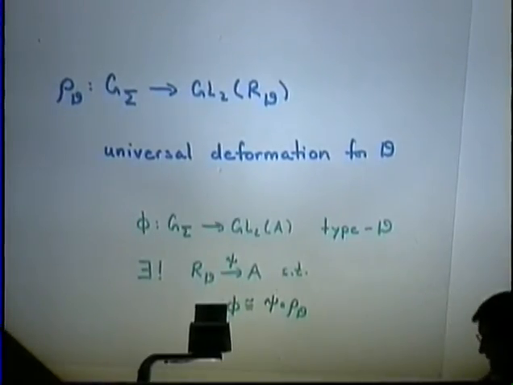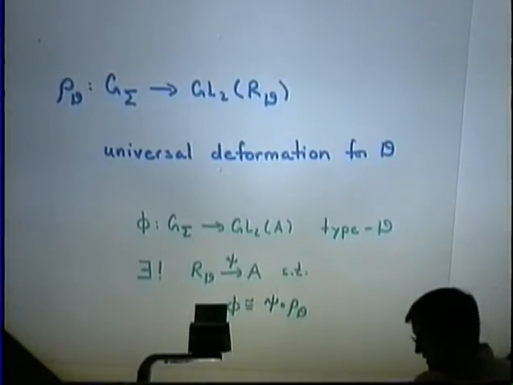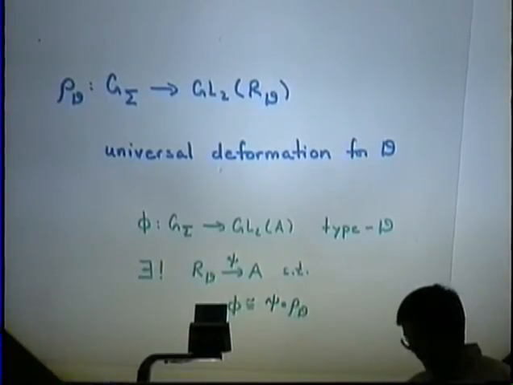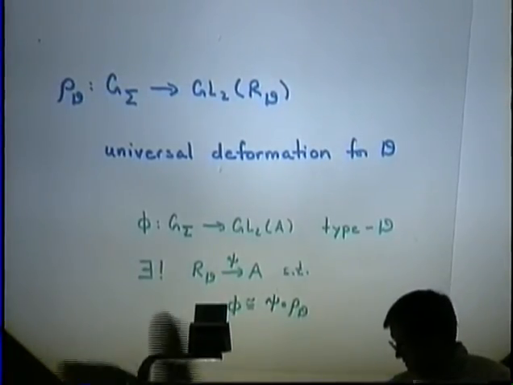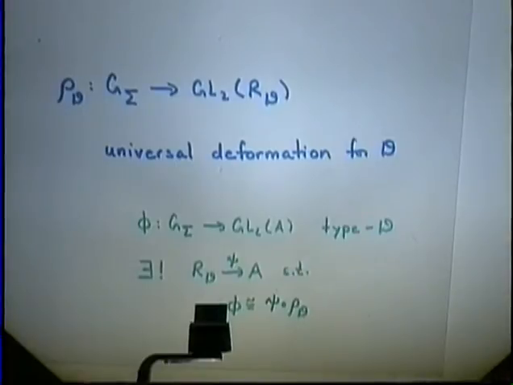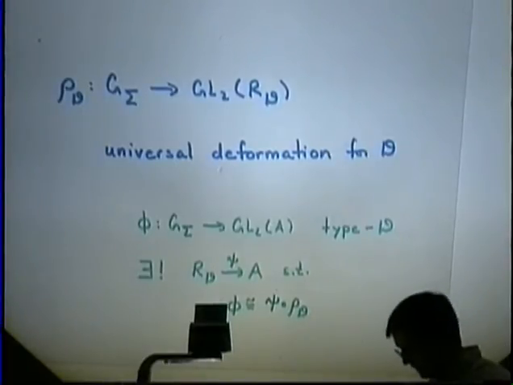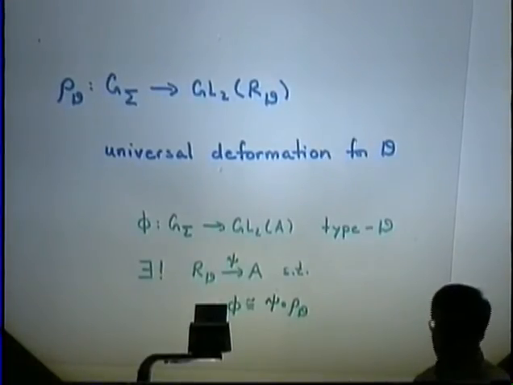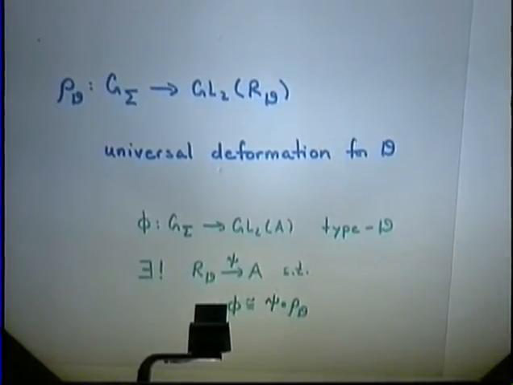Given any deformation of type D, so having these conditions D, there exists a unique map from R_D into the algebra A, such that the obvious composition gives you a representation that's equivalent to the one you started off with. So these are the deformation rings that you want to connect up with something in the world of automorphic forms.